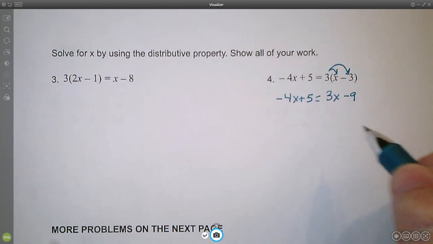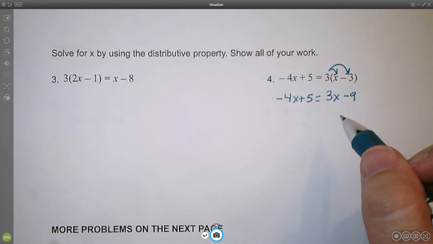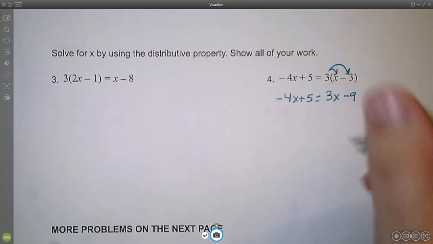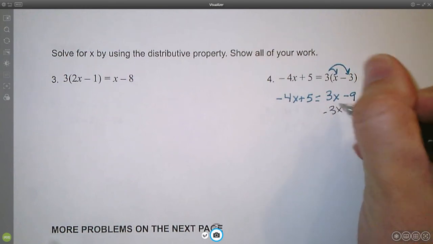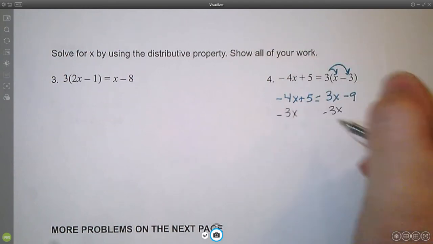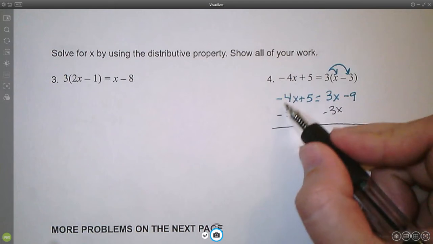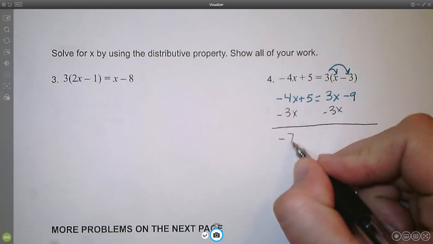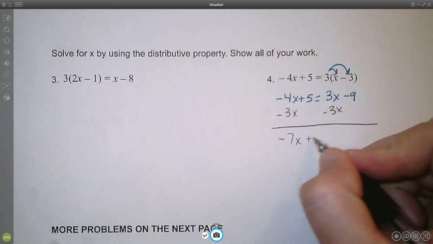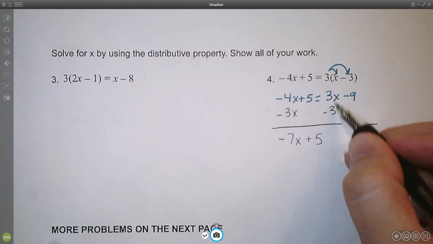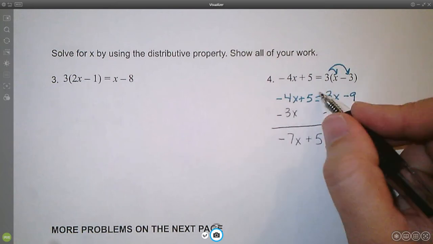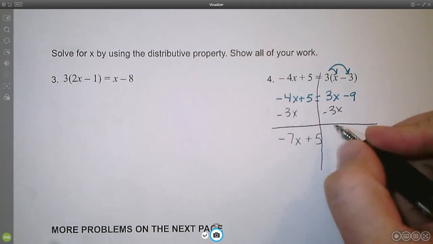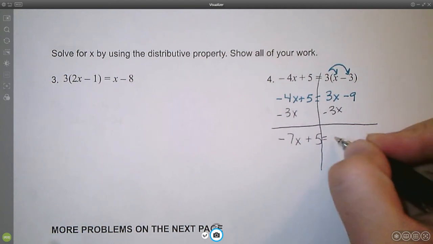All right, then you want the same thing as what we did up above. We want all of our x's on one side. So I'm going to go ahead and subtract 3x from this side and 3x from this side. So here, negative 4 minus 3 gives us negative 7x. We still have the plus 5. These two things canceled out. Oops, I forgot to draw my line down the middle. And then equals negative 9.